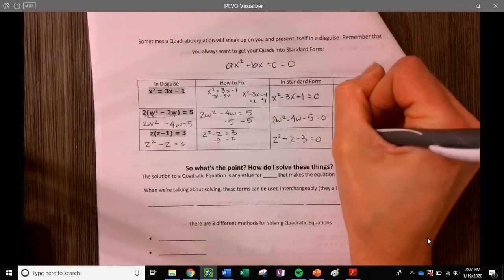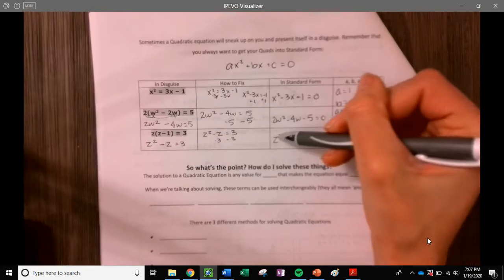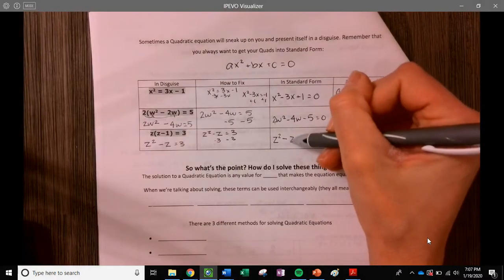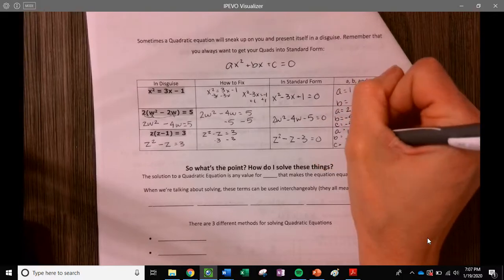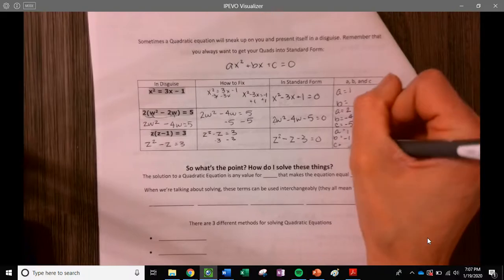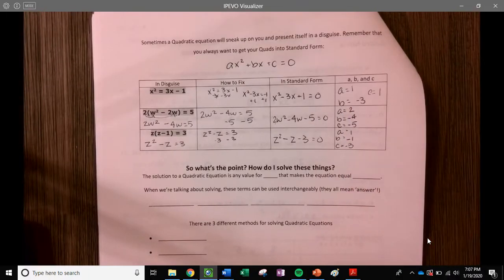Okay, so that means A, B, and C. A, I don't see an A here, so it must be my invisible 1. Same thing here. I don't see a B. It must be my invisible negative 1 because I've got a subtraction sign. And for C, I actually can visualize the number, and it is a negative 3.